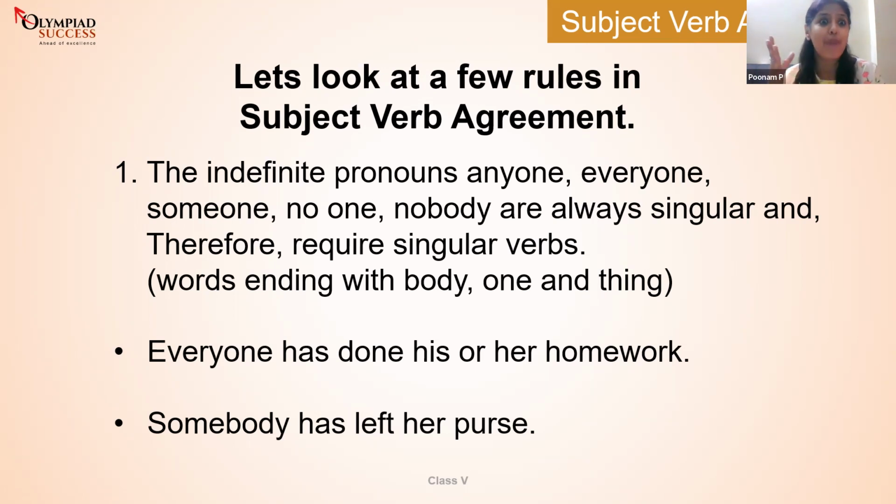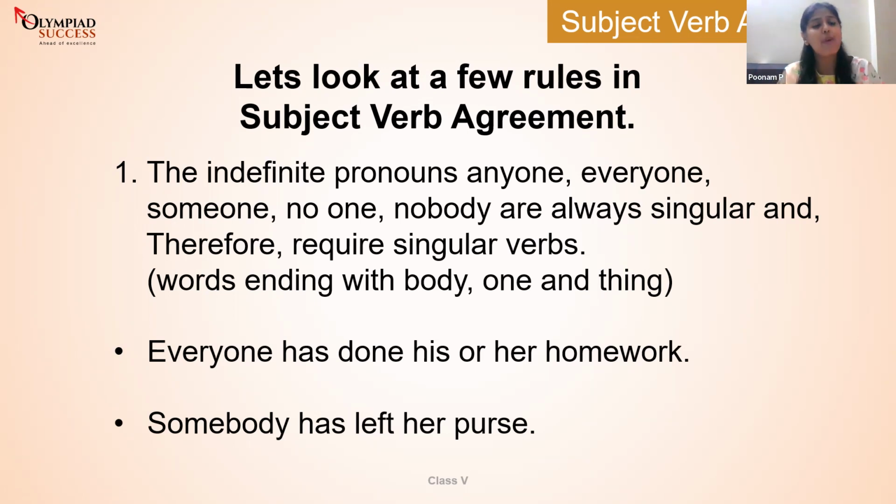Now, when I say everyone, of course, you will wonder, ma'am, in the class, everyone definitely means more than one. Why should I put a singular verb? But please understand, it's a single entity. And it's a subject-verb agreement rule that you have to remember. Indefinite pronouns ending with body, one, thing are considered to be a singular subject. Hence, a singular verb is required.